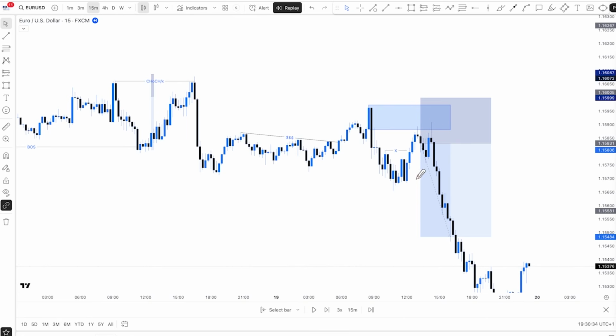Also, there are different entry approaches from these particular zones. Now, the CHoCH entry model is not dominant here. The reason is because this market is in a downward trend. I know for those of you who are already knowledgeable about the market, you will be wondering, why are we not using the CHoCH entry model? Because it is a conservative approach.